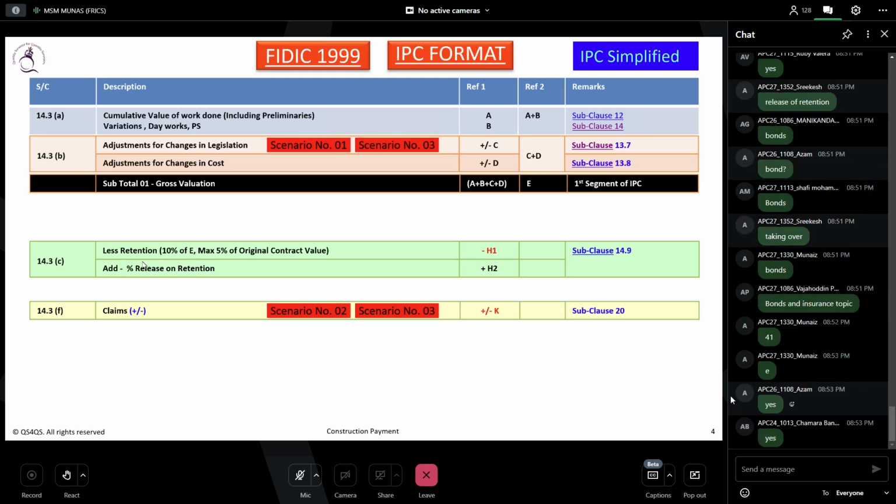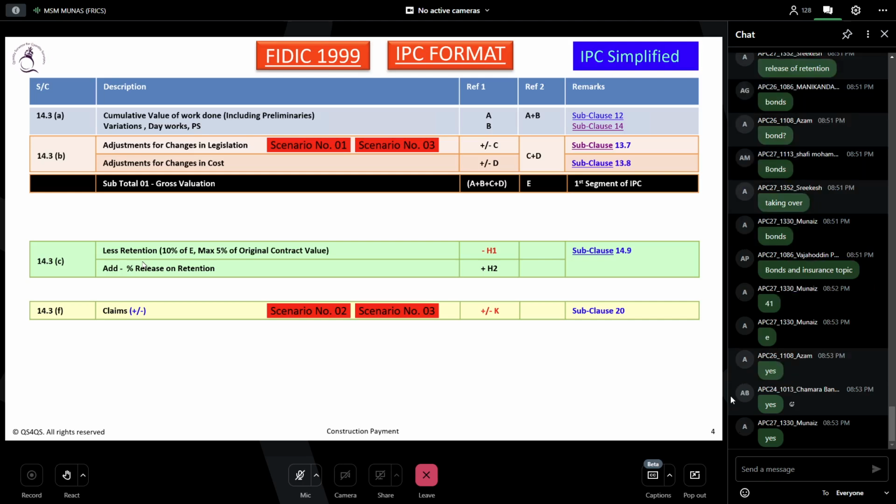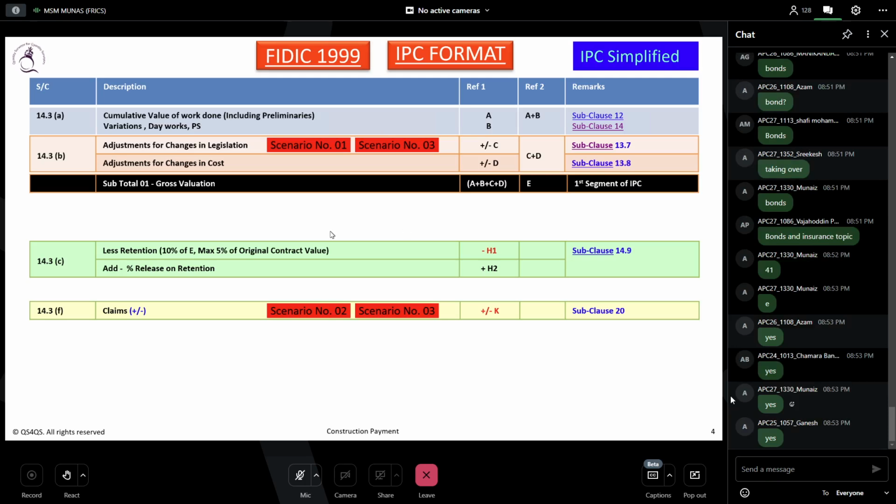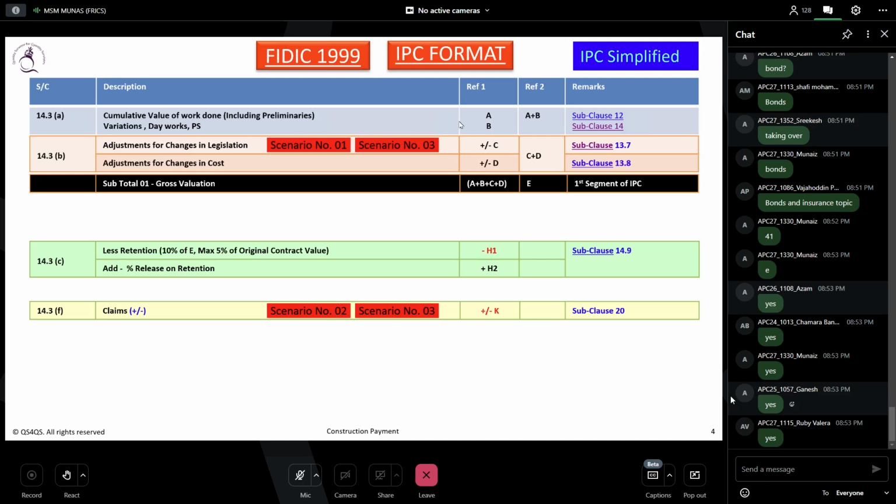Now we discuss the retention under the bond lecture. Anyone who has not yet covered it, don't worry, we will discuss it in detail. But in simple terms, you have to apply the retention amount on A plus B plus C plus D. That means on E, because that is A plus B, that means 14.3 A and B. So that's what is mentioned in C.